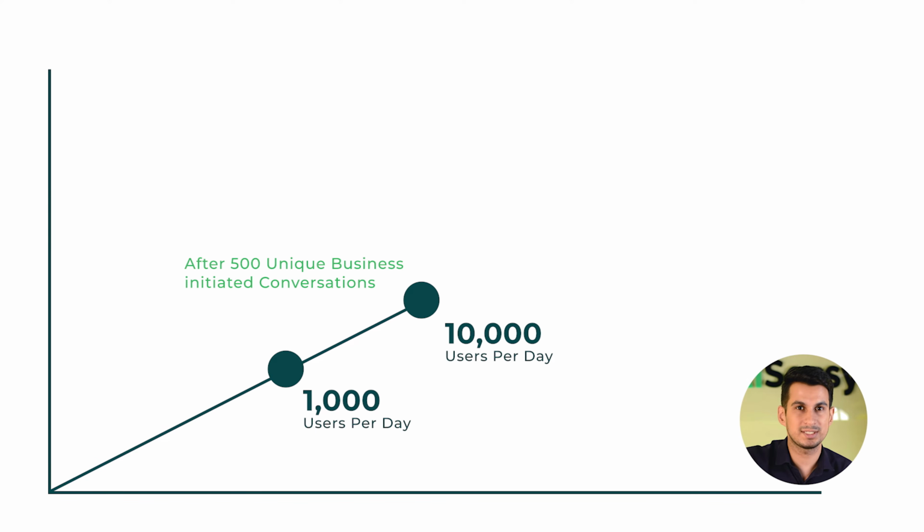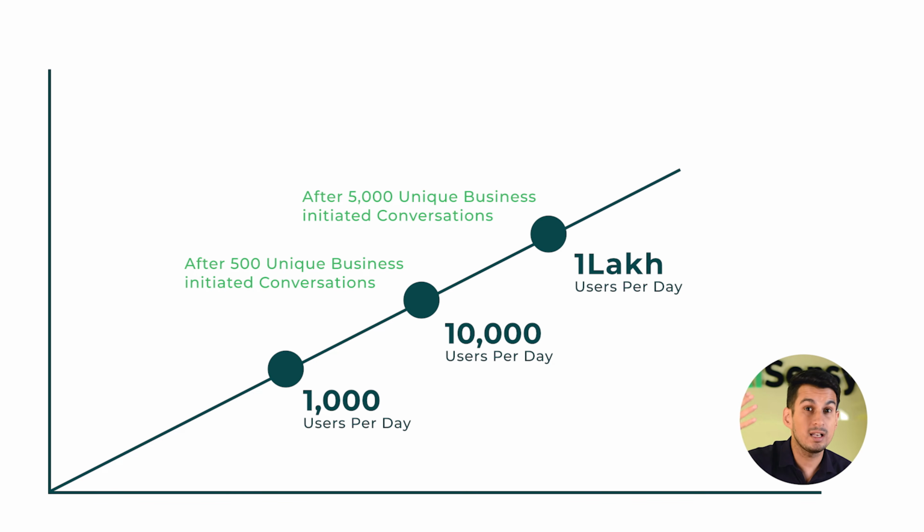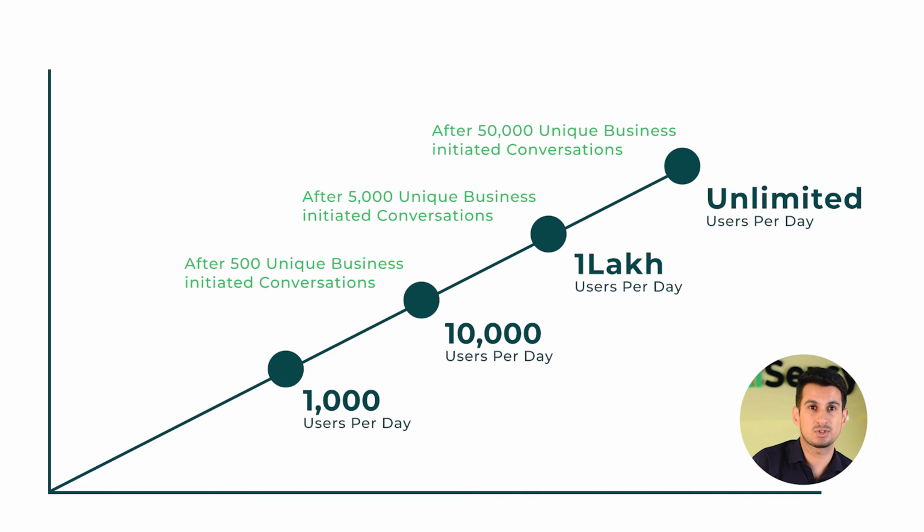So there are 4 limits. First is 1000 messages, then 10,000 messages, 1 lakh messages and unlimited messages. So if you broadcast a message to 500 users, you go to 10,000 users per 24 hours. If you broadcast a message to 5,000 users within a 7-day duration, so not necessarily in one go, you can broadcast this message within 7 days.